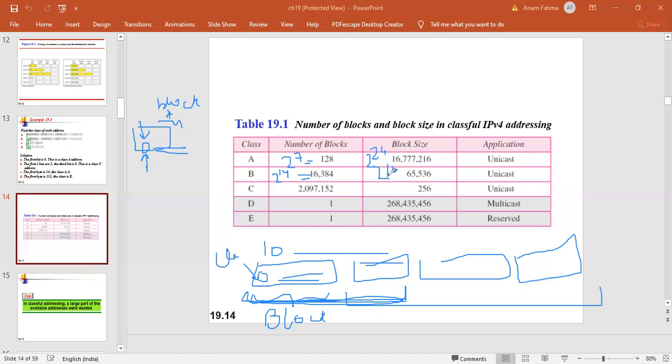And in class C, only the last octet is available. So class C may be too small for an organization, because only 8 bits are available for identifying the host within the block, right? Then you may go for class B addressing, but class B may be too large, because it is fixed. Even though you do not require all 16 bits for identifying the host, it can lead to wastage of addresses.